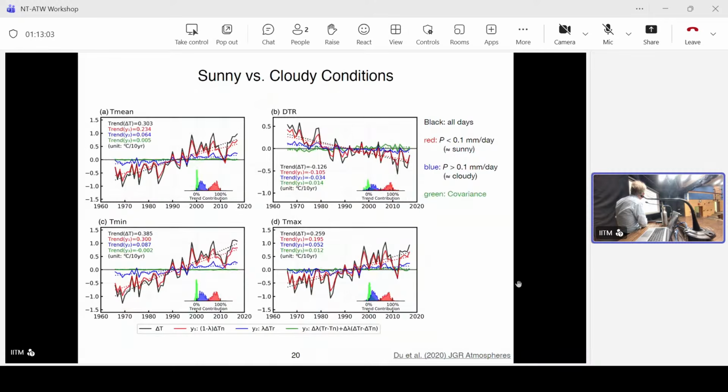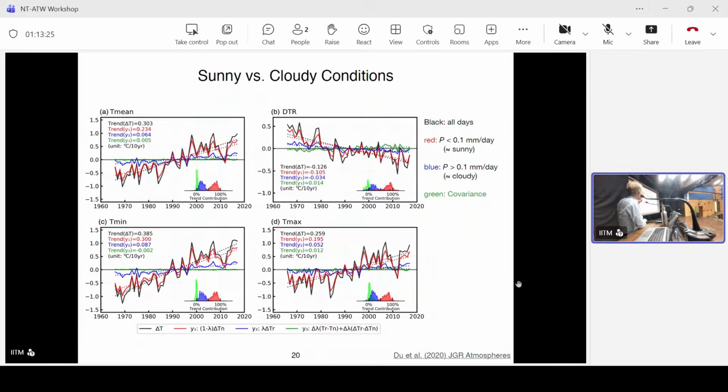The red part is the warming that occurred on days without rainfall. The blue shows the warming on days with rainfall. So you see very clearly that the warming occurred on days where it didn't rain. So that were more likely to be sunny.